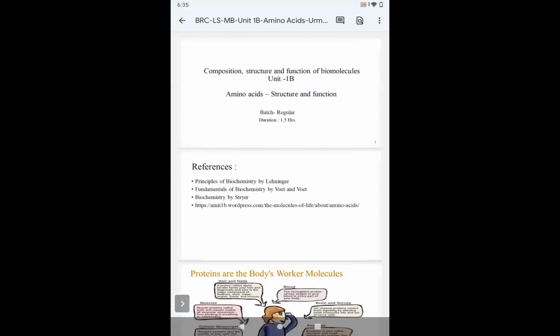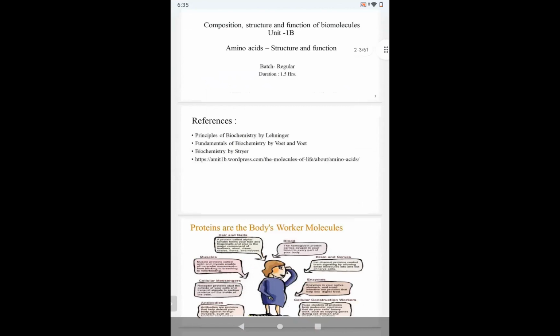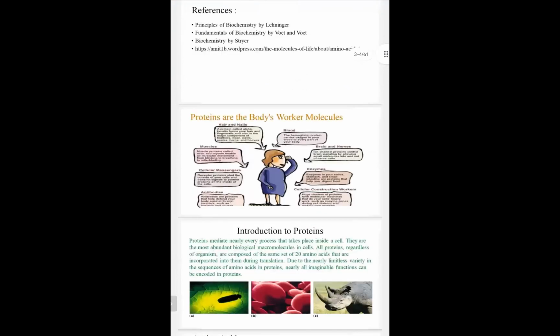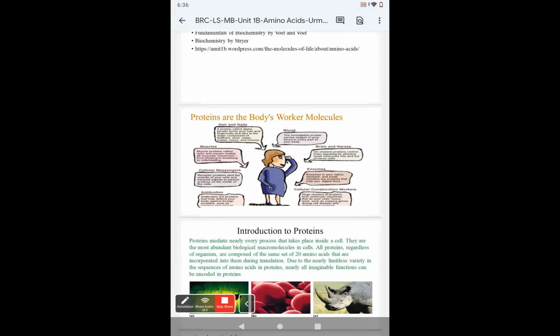Today we discuss amino acids. You know the importance of proteins, right? Proteins are very important for body growth and development. So proteins are called body building nutrients, and they perform different functions.